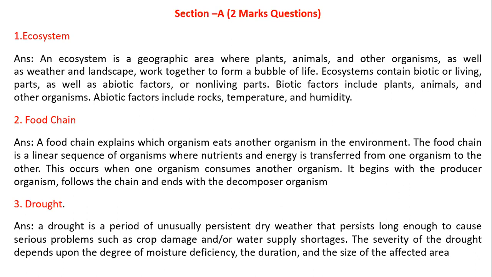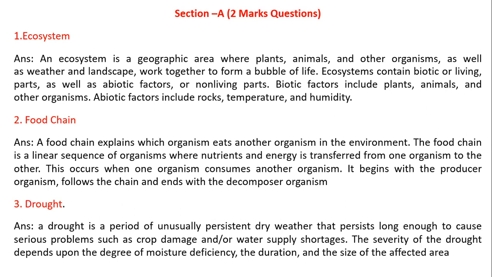In other words, an ecosystem consists of biotic or living components, as well as abiotic factors or non-living parts. Biotic components include the plants, animals, and other organisms. Abiotic components include non-living things like rocks, temperature, humidity, sunlight, water, etc. So an ecosystem is a combination of both biotic and abiotic components.